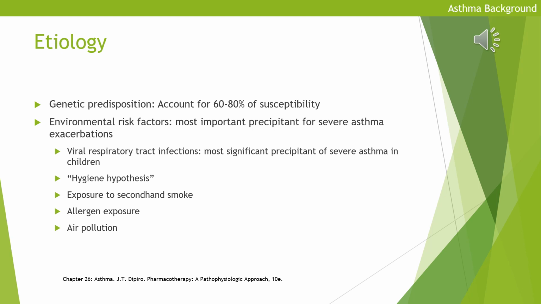Another theory for the development of asthma is the hygiene hypothesis. This proposes that genetically susceptible individuals develop allergies and asthma by allowing the allergic immunologic system, which are the T helper cell type 2, to develop instead of the system to fight infections to develop, which is the T helper cell type 1, and may explain the increase of asthma incidence in developed countries. Other environmental risk factors include exposure to secondhand smoke, allergen exposures such as pollen, dust mites, and animal dander, and air pollution.